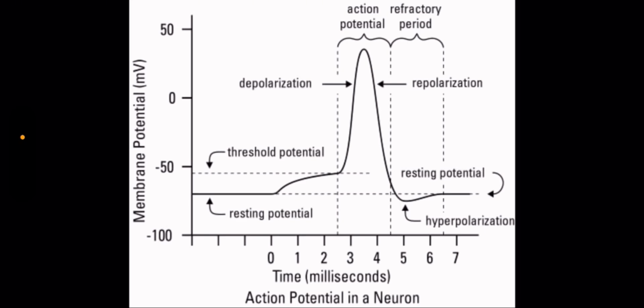potential. The sodium-potassium pump returns the membrane to its resting potential by pumping sodium ions out and potassium ions in, and this maintains the resting potential until the membrane is stimulated once again.